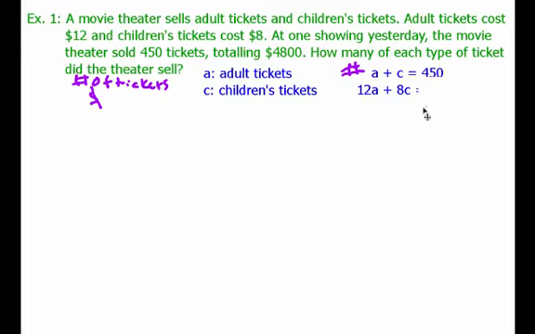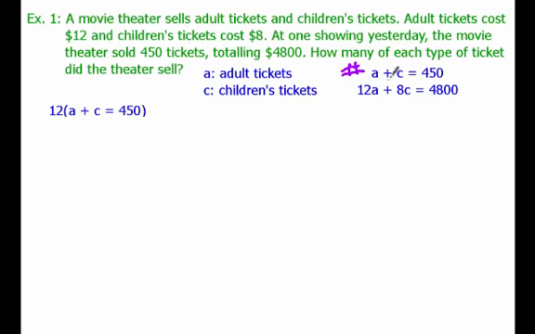Similarly, the amount of money they make off of children's tickets is going to be equal to 8C. And if I add those together, I get the total amount of money the theater makes, which is $4,800. So now I have my two equations right here: A plus C equals 450, and 12A plus 8C equals 4,800. So what I need to do now is solve this system. I'm going to solve it using elimination. Now I notice here that there are no coefficients that are the same in both equations, so I'm going to have to do some multiplying.